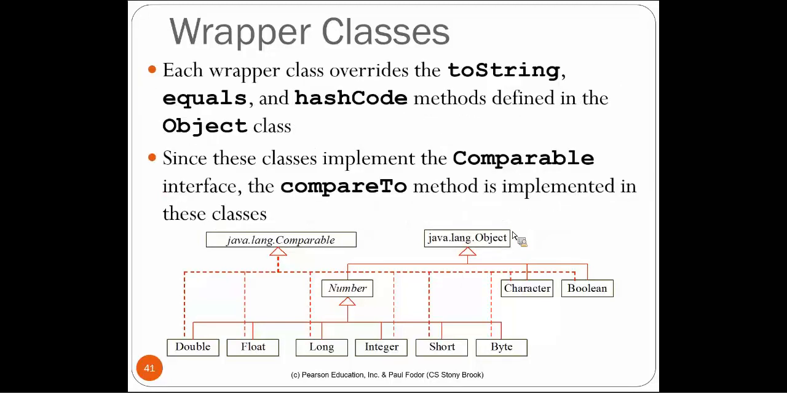Each wrapper class overrides the method toString to return the value of that specific object, and the hashCode method, which returns basically the number that you see in the toString printed as the unique value of that object. Since these classes also implement the Comparable interface, the compareTo method is available for comparing any such objects, like for instance two Integer objects, two Double objects, and so on.